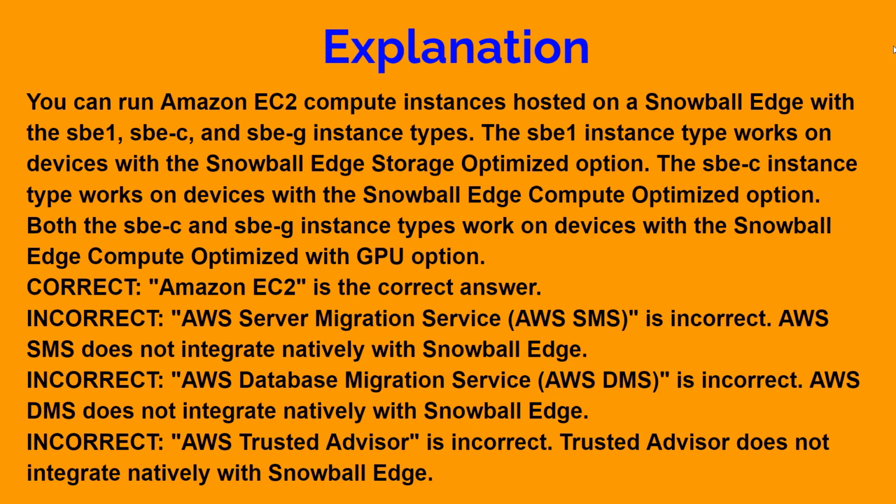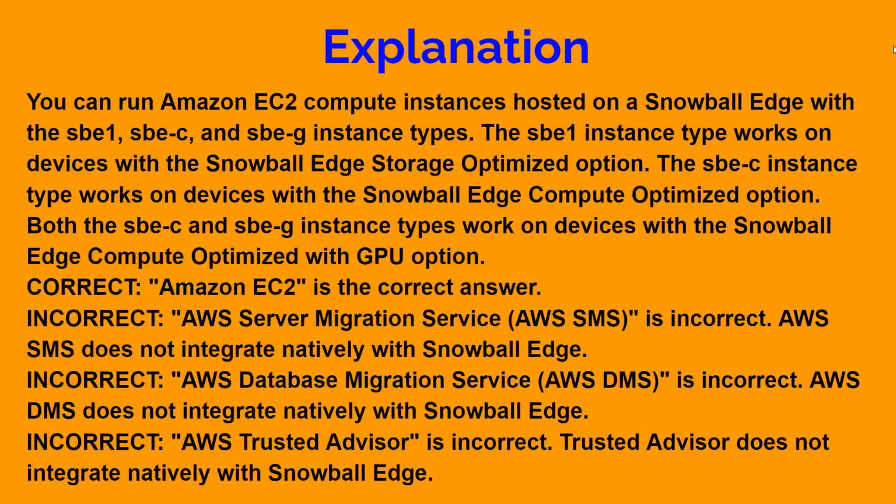Explanation. You can run Amazon EC2 compute instances hosted on a Snowball Edge with the SP1, SPEC, and SPEG instance types. The SP1 instance type works on devices with the Snowball Edge storage optimized option. The SPEC instance type works on devices with the Snowball Edge compute optimized option. Both the SPEC and SPEG instance types work on devices with the Snowball Edge compute optimized with GPU option. Correct. Amazon EC2 is the correct answer.